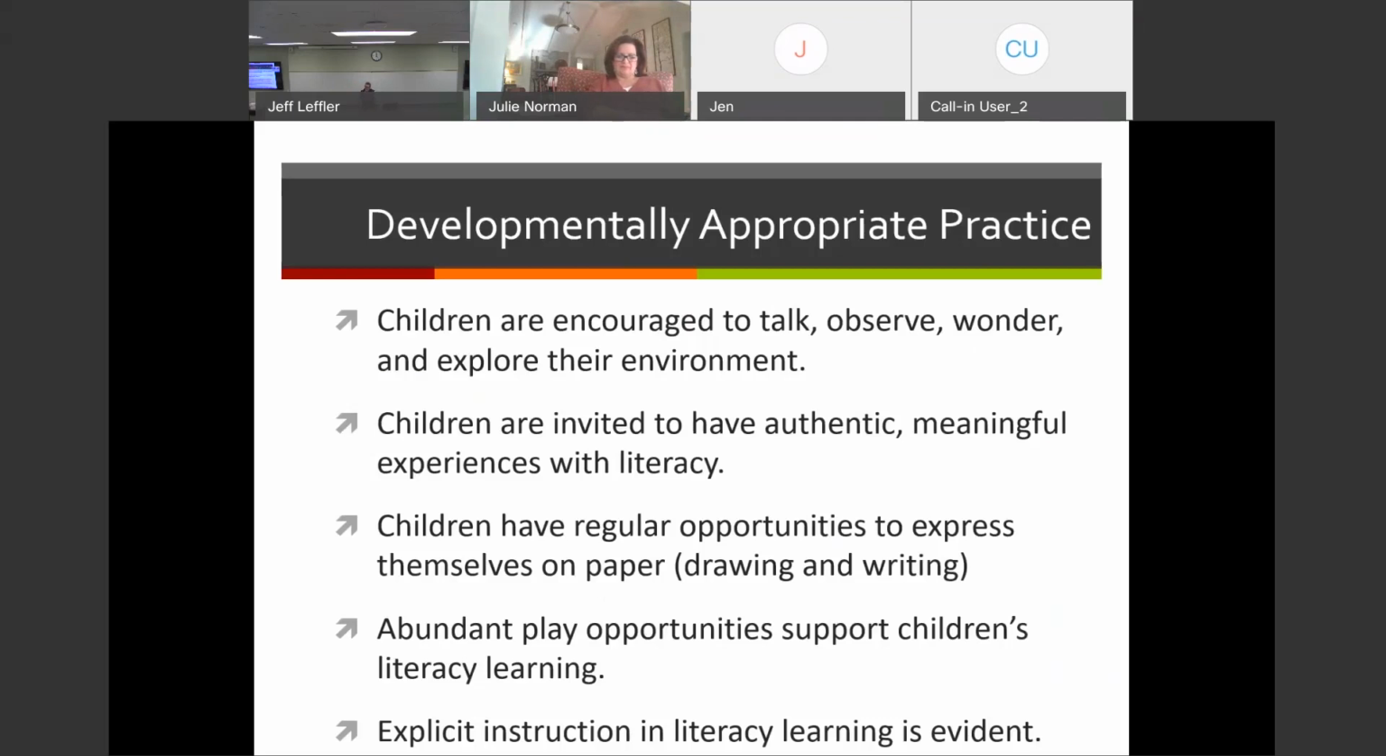Now, my son Charlie, he was more of a drawer. My daughter Julia, who happens to be dyslexic, when she was that age, she was more of a drawer, but it was still important for her to express herself on paper. And she's engaging in a literacy behavior by doing that. The other thing we see in developmentally appropriate classrooms is abundant play opportunities that support that literacy learning.